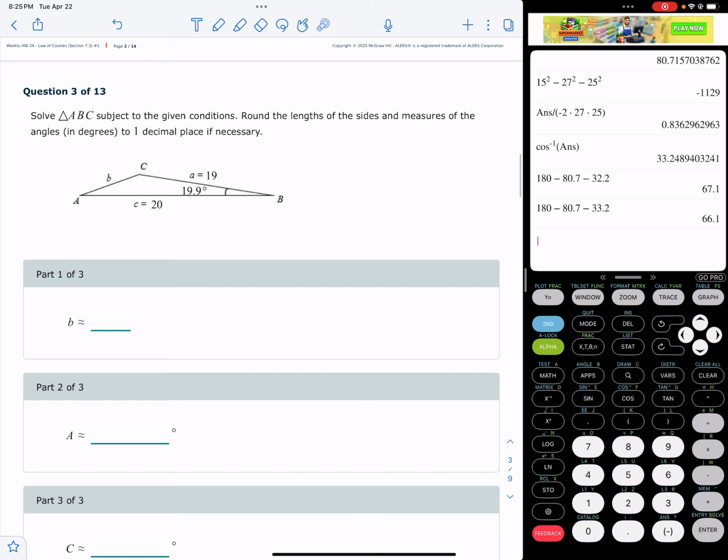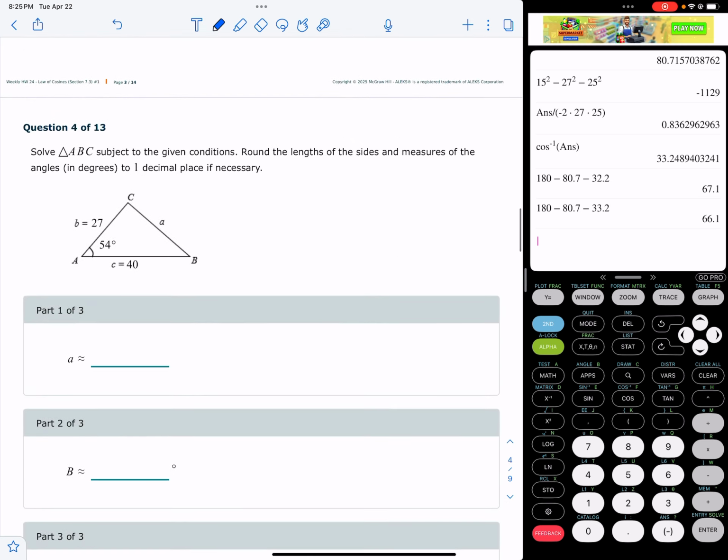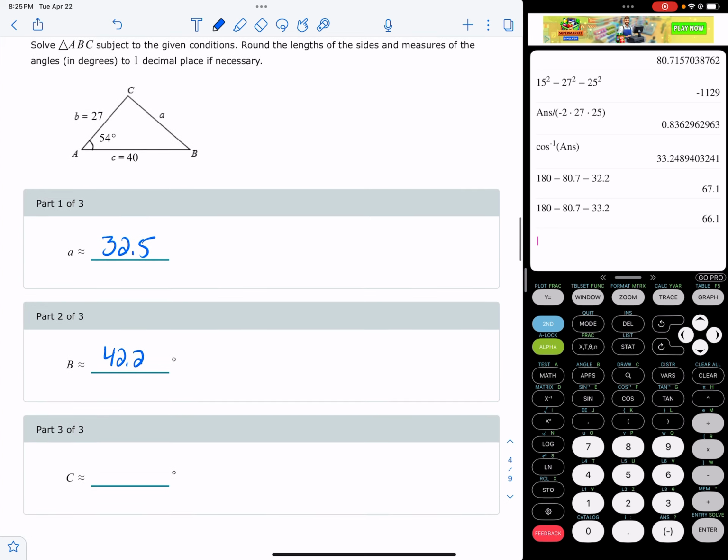Very good. Okay, so I don't feel like I need to do another one that's just like this, but I will give you the answers. We got 6.8 here, 71.7, and 88.4. Same here, pretty straightforward. 32.5, 42.2, and 83.8.